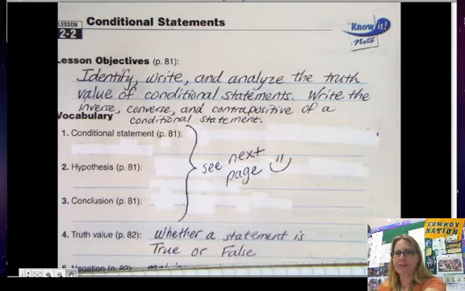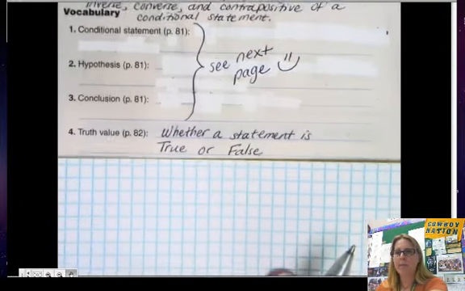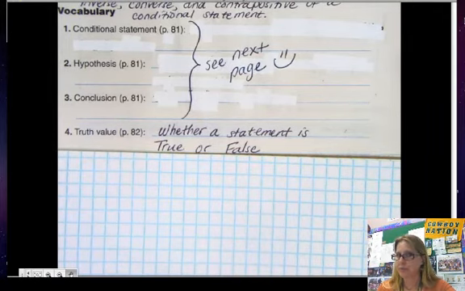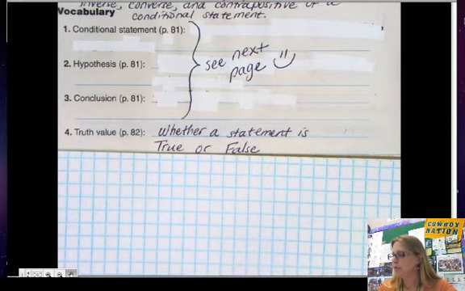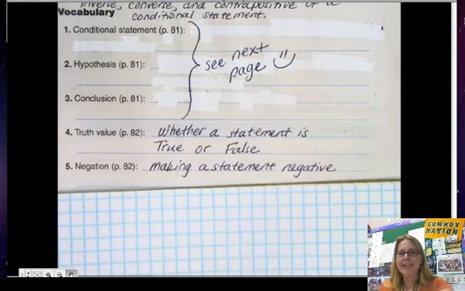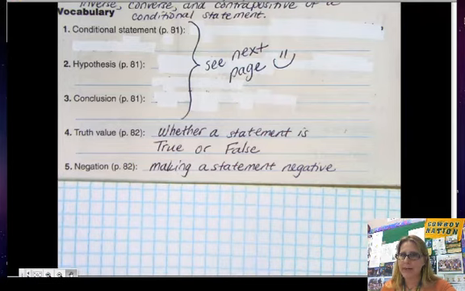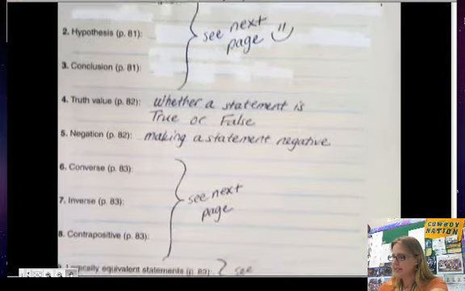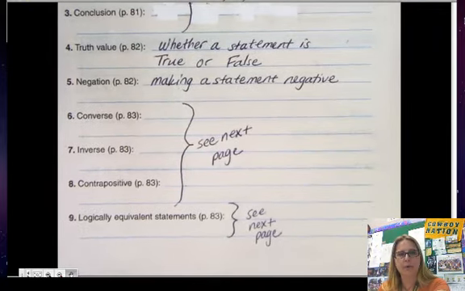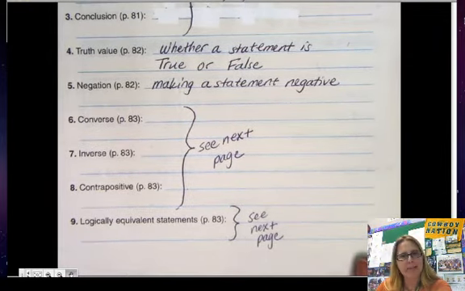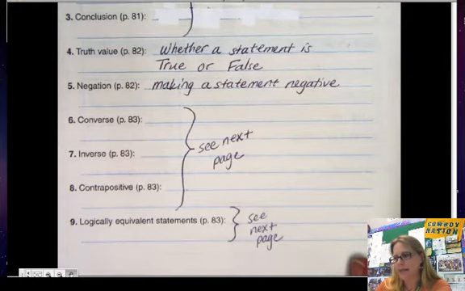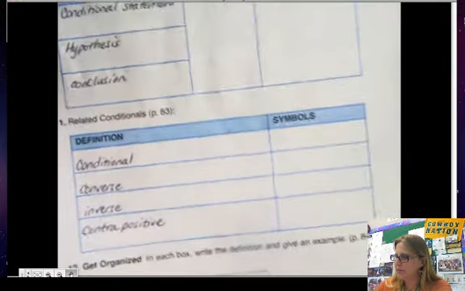The truth value of a statement is whether the statement is true or false. Pretty obvious, right? The word truth value should tell you if a statement is true or false. Negation sounds like what it is, making a statement negative. And these last four, we're going to work with them on the next page as well. So go ahead and catch up and pause it and then turn your paper over.